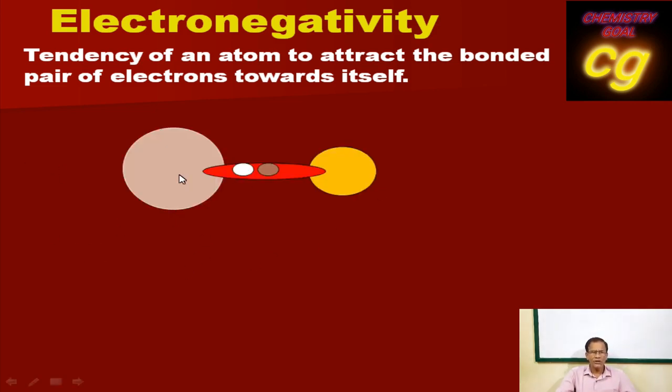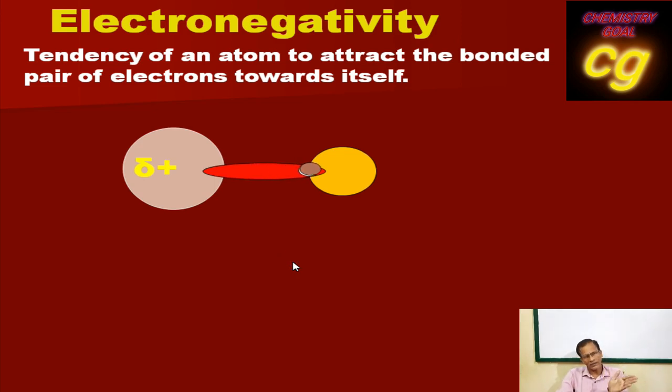For example, you see the white sphere is one atom and the yellow sphere is another atom, and in between these two spheres, two electrons are shown. You see this bonded electron is attracted towards the yellow sphere, because the yellow sphere has a high electronegativity. Again, I am repeating this. Just see how the yellow sphere is attracting the bonded electron towards itself.